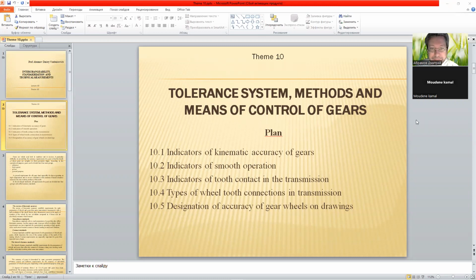Today's lecture, Theme 10, Tolerance System, Methods and Means of Control of Gears. Please write down to your notes the theme of our lecture and the plan. So, one more time, Tolerance System, Methods and Means of Control of Gears.